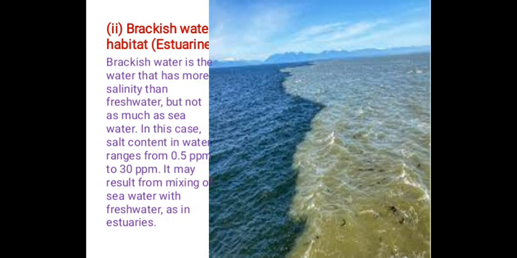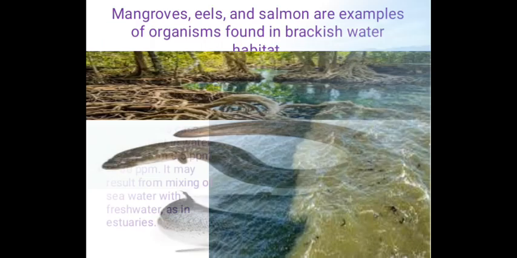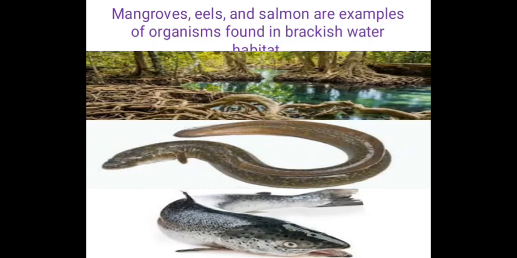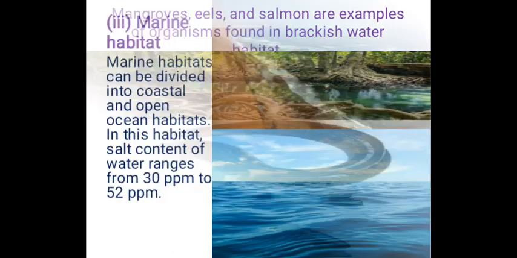The second one is brackish water habitat, also called estuary. Brackish water is the water that has more salinity than fresh water, but not as much as seawater. In this case, salt content in water ranges from 0.5 parts per million to 30 parts per million. It may result from mixing of seawater with fresh water as found in estuaries. Mangrove, eels, and salmon are examples of organisms found in brackish water habitats.